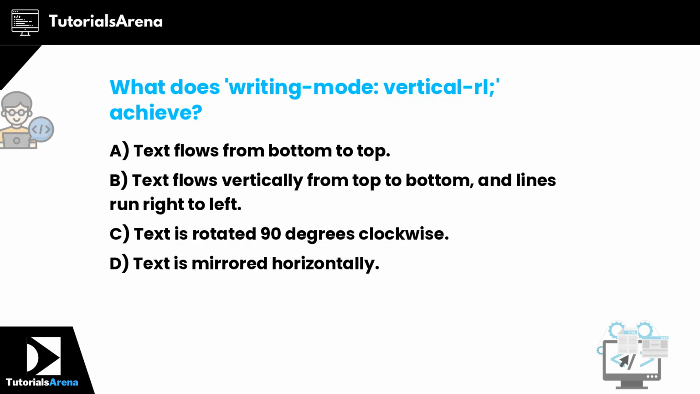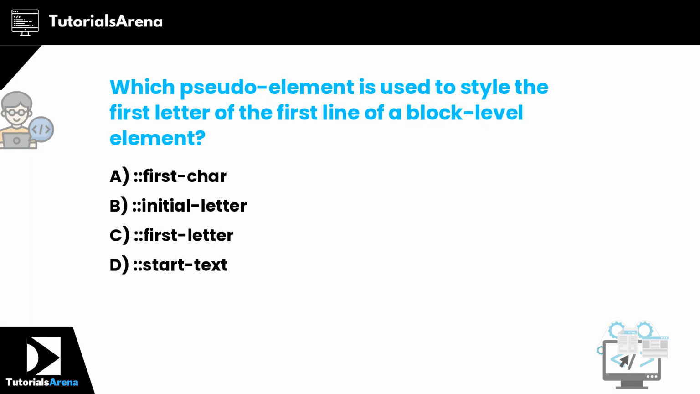What does writing-mode: vertical-rl achieve? The correct answer is option B. Text flows vertically from top to bottom, and lines run right to left. Which pseudo-element is used to style the first letter of the first line of a block-level element? The correct answer is option C, ::first-letter.